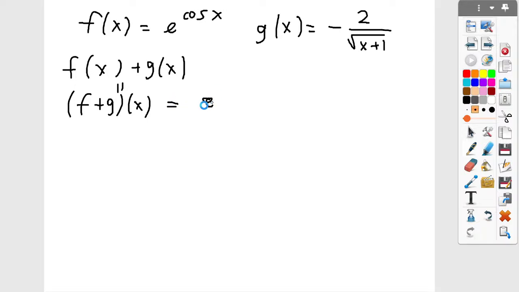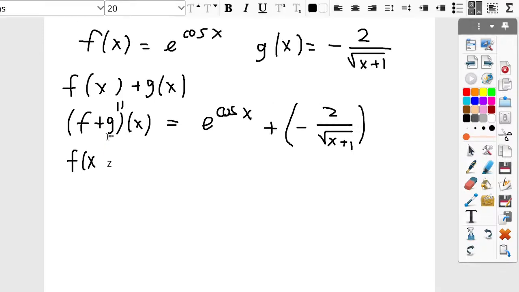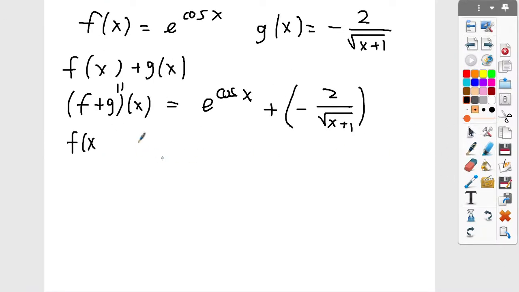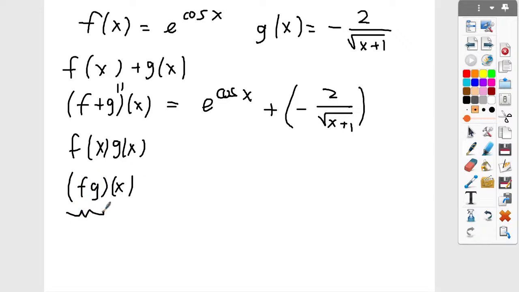So that's e to the cosine x plus negative 2 over square root of x plus 1. That's f plus g. Now f minus g is f minus g. I don't think I need to explain that to you. Then f times g, or f of x g of x, which is how you usually see it, but not everyone writes it like this. f g of x is the multiplication.